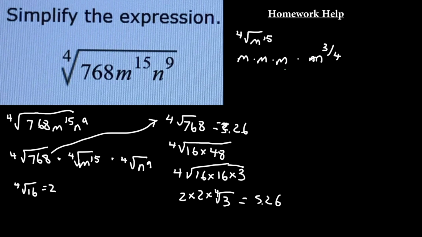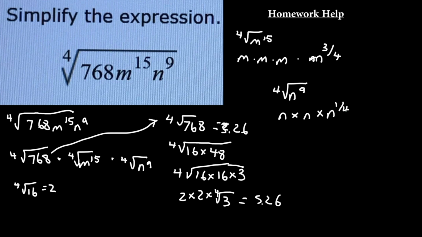Now we do the same thing for the 4th root of n to the 9. There are 9 n's in here, and it takes 4 n's to make 1 whole n. So there's 9 n's, you take 4 out, so you have 1 complete n. Take out another 4, and now you should only have 1 left, times n to the 1 over 4.